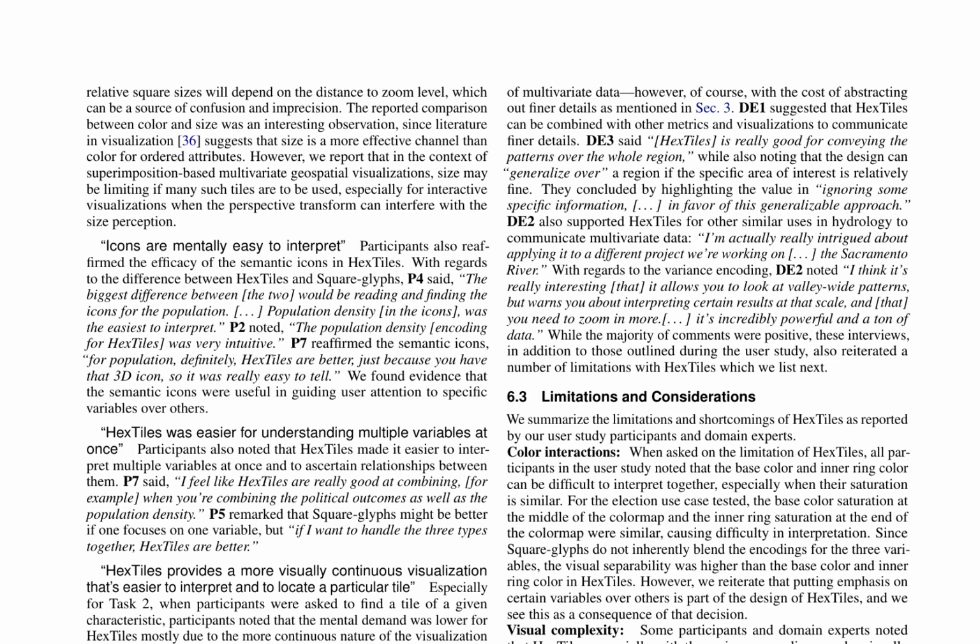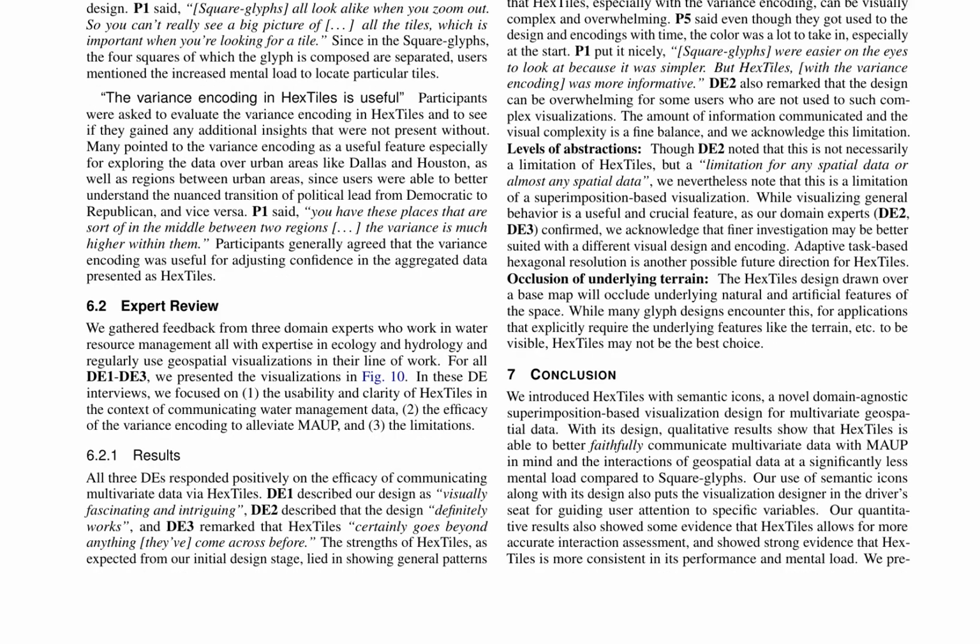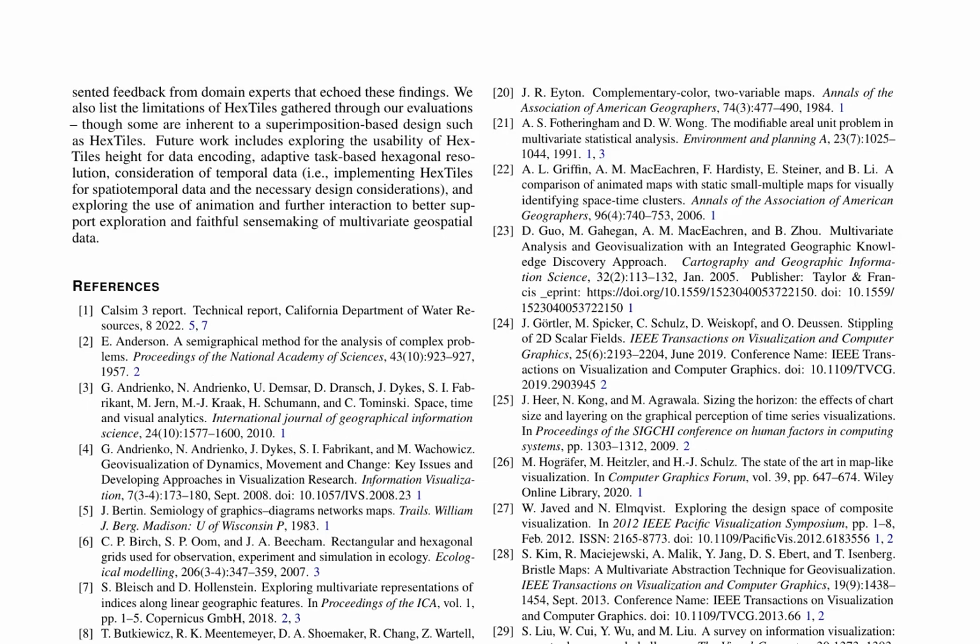In this study, the authors introduce HexTiles, a novel domain-agnostic superimposition-based visualization design for multivariate geospatial data. HexTiles utilizes semantic icons and a hexagonal grid to represent various data layers, enhancing the understanding of complex patterns and relationships in geospatial data. The authors conducted a user study and gathered feedback from domain experts, revealing that HexTiles facilitates better communication of multivariate data with the Modifiable Areal Unit Problem, MAUP, in mind, at a lower mental load compared to square glyphs.